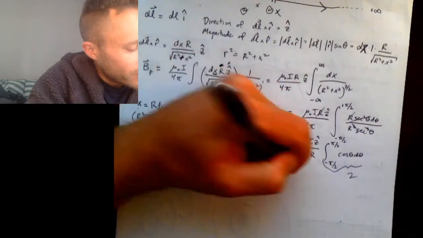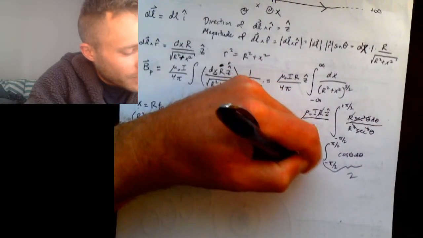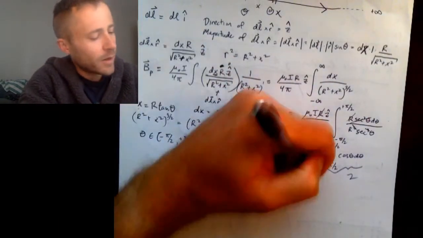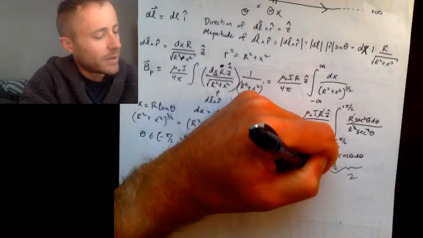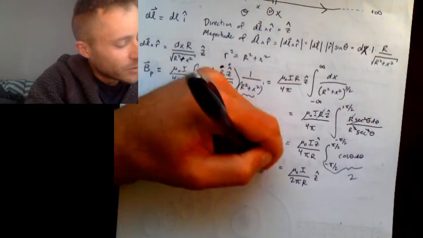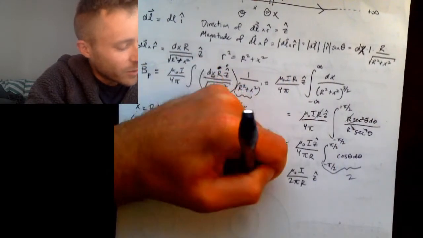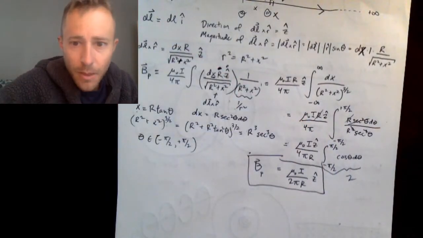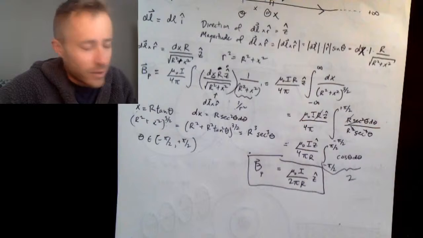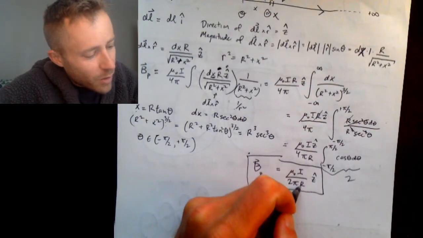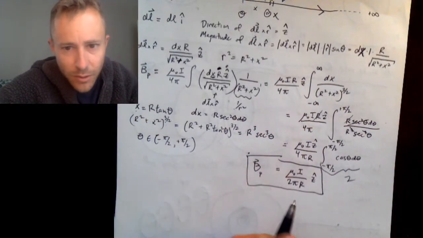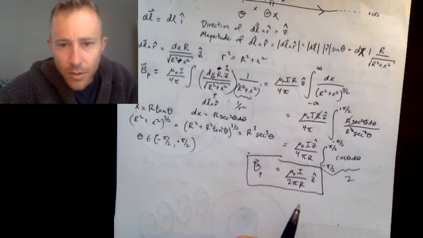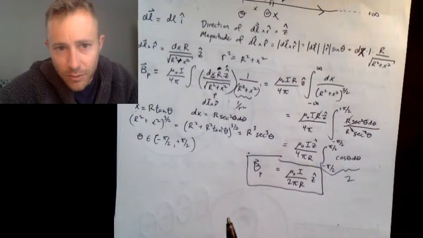So we get mu naught I over 2 pi r times z hat is the magnetic field. So this is a pretty important equation. It's the magnetic field from an infinite wire. All right? And basically what it says is that the further you are away from the wire, we're increasing the denominator. The further you are away from the wire, the weaker the magnetic field gets.